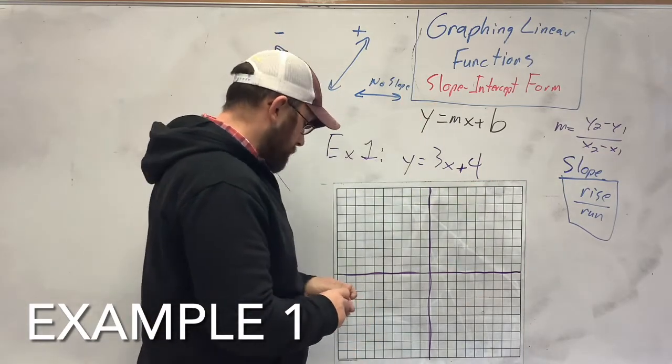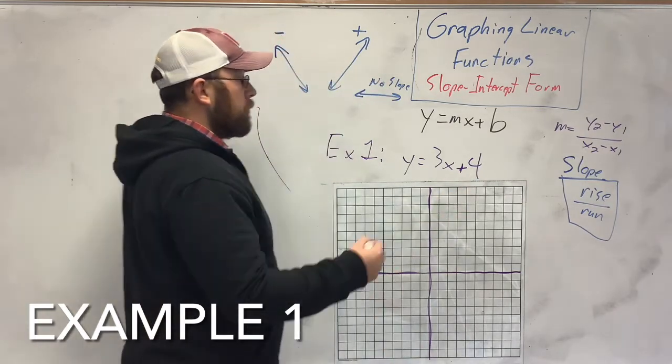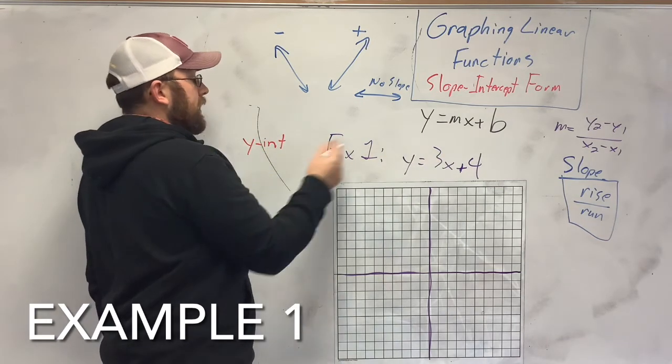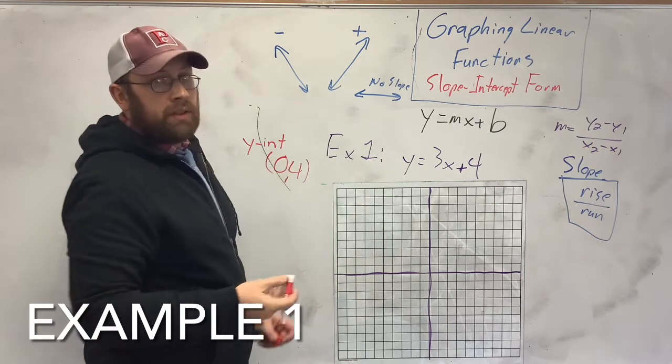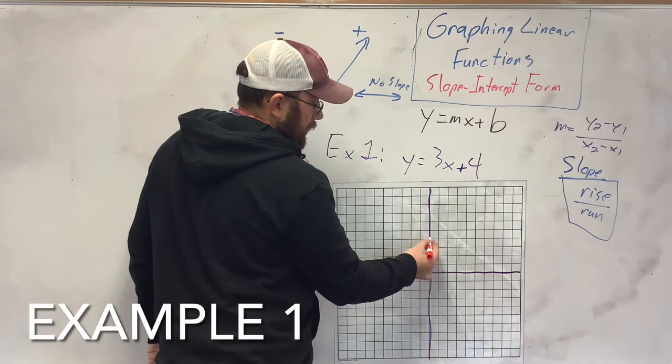As I just told you in the beginning, this number here is your y-intercept. But what is the x always going to be in a y-intercept? 0. So I know my point to start with is (0, 4). 0, 1, 2, 3, 4.